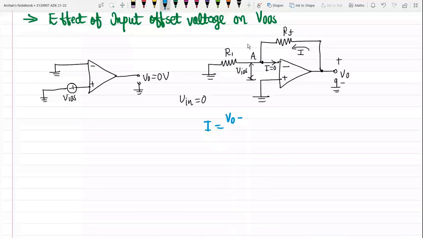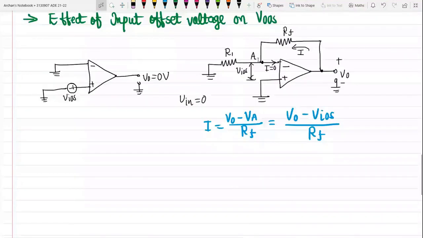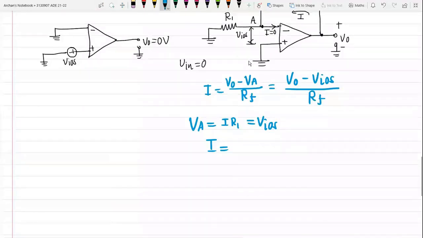Okay. But what is the voltage VA? VA is the input offset voltage, that is equal to VIOS. See, VIOS, you can see it is connected via this resistance R1. Okay, so if I talk about the voltage available at VA, it is nothing but I times R1. Okay, and this drop is nothing but the input offset voltage VIOS. Okay, so the current flowing through it is VIOS divided by R1. Okay, so this is the amount of current I.